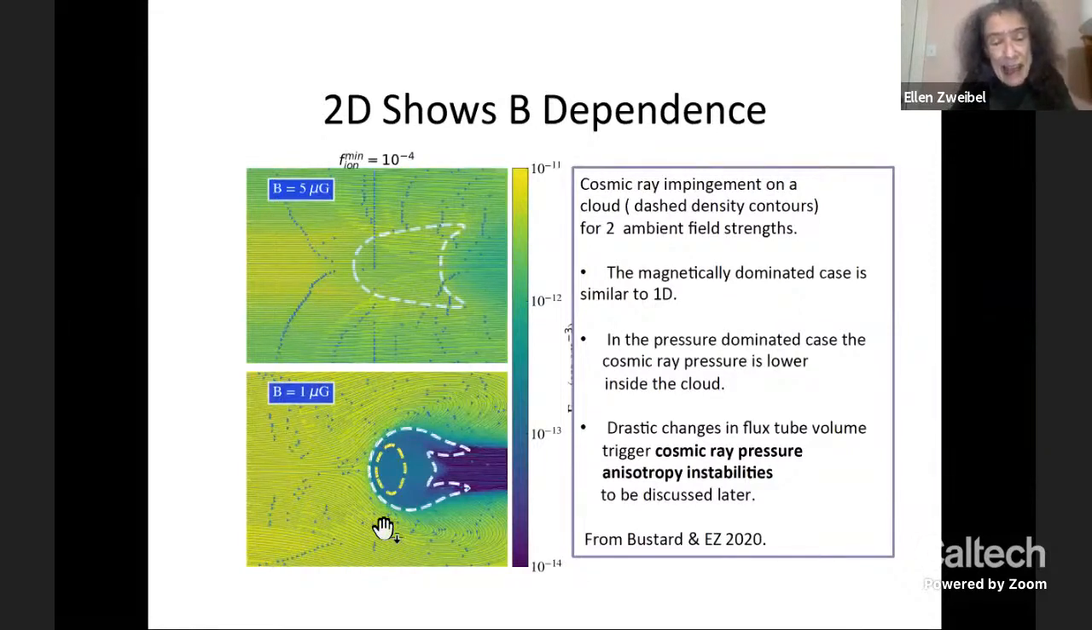So we still get a bottleneck. We still get a region of higher cosmic ray pressure and lower cosmic ray pressure here. This cloud gets compressed, and the field lines get sort of dragged out into these lobes. And this situation, and actually this one too, are both ripe for pressure anisotropy instability, which I'll describe.